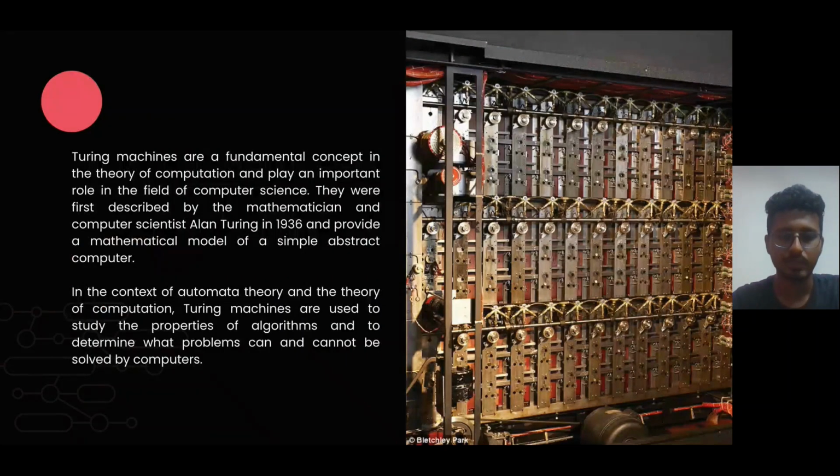Turing machines are a fundamental concept in the theory of computation and play an important role in the field of computer science. They were first described by the mathematician and computer scientist Alan Turing in 1936 and provide a mathematical model of a simple abstract computer. In the context of automata theory and the theory of computation, Turing machines are used to study the properties of algorithms and to determine what problems can and cannot be solved by computers.